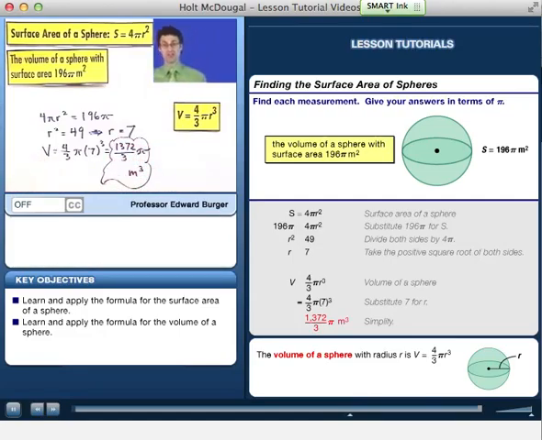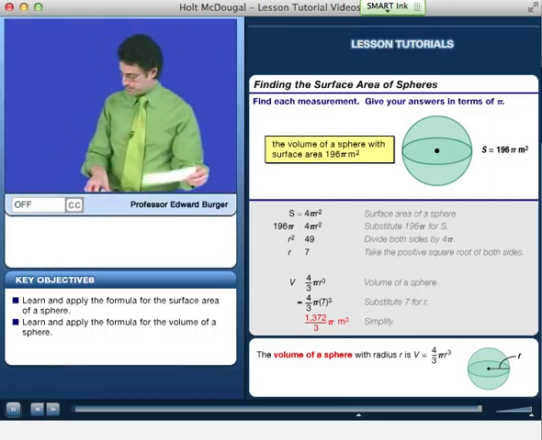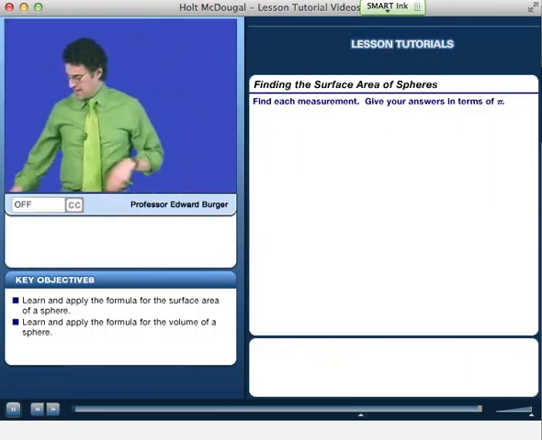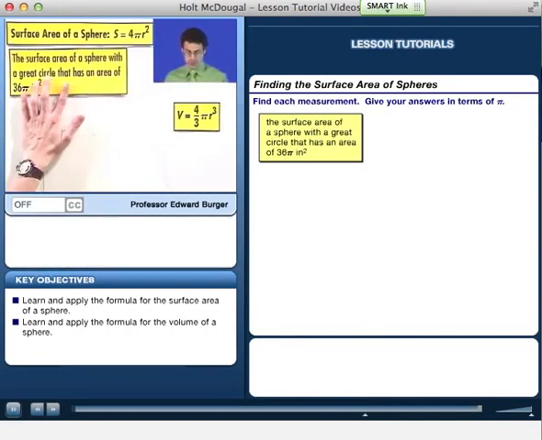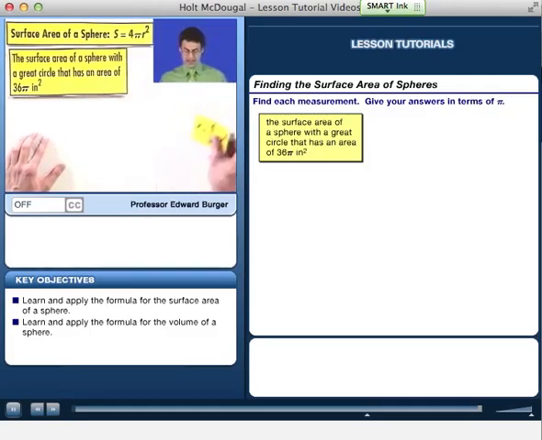So there you have it. Here was a question which first forced me to use surface area in order to find the radius in order to compute the volume. Neat. How about this question? Let's find the surface area of a sphere with a great circle that has an area of 36 pi inches squared. Now, what's a great circle? You're saying, oh, a great circle, that's like a really good one. Well, no, actually a great circle is a mathematical term that actually has some meaning.